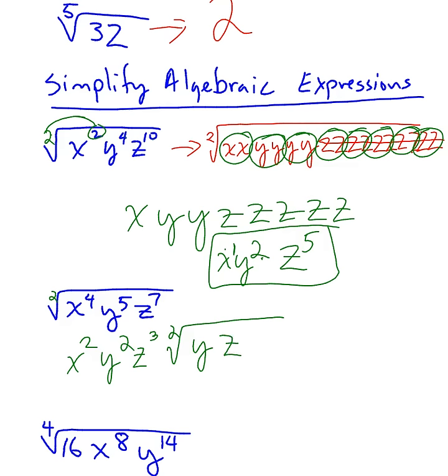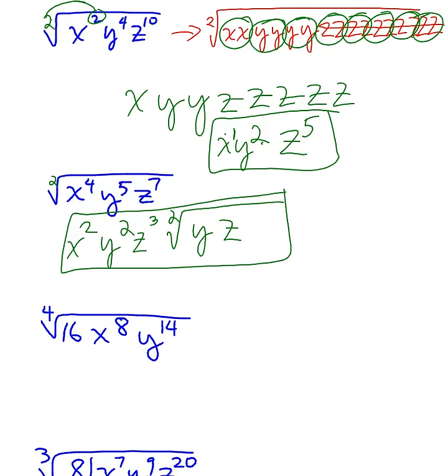Okay? And so that's your answer to that problem. Looking at the next radical, oof, I've got an index of 4. All right, and now on this doozy, I've got the fourth root of 16 x to the 8th, y to the 14th. Well, the first thing is 16. Let's try and break 16 down.